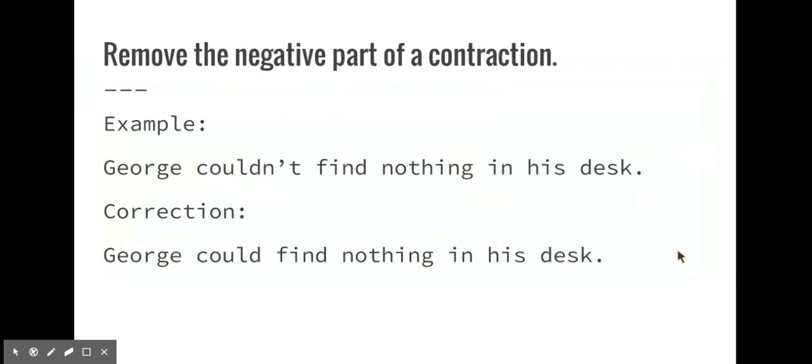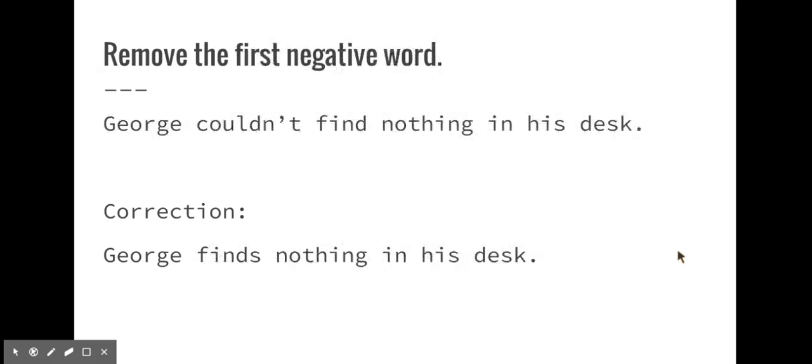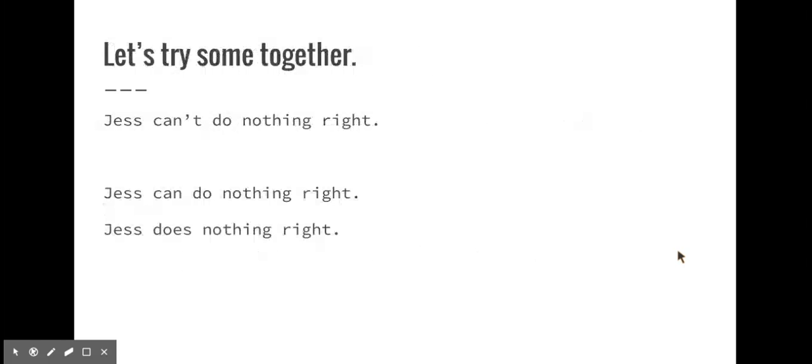All right, so remove the negative part of a contraction. So in our example, George couldn't find nothing in his desk, we would make it George could find nothing in his desk. So notice I took off the N apostrophe T. We could remove the first negative word. So our first negative word in the George couldn't example would be couldn't. So we would say George finds nothing in his desk.